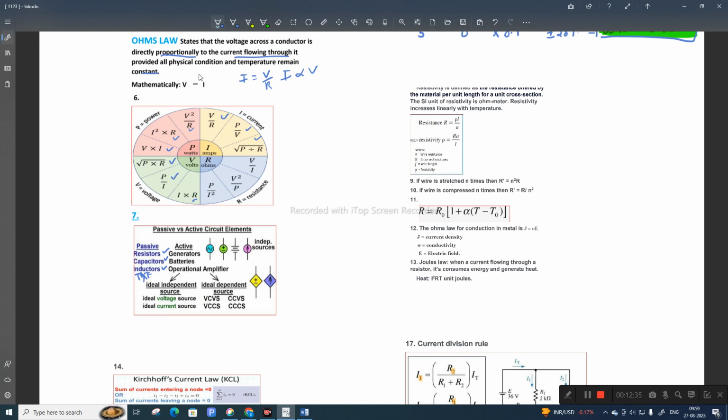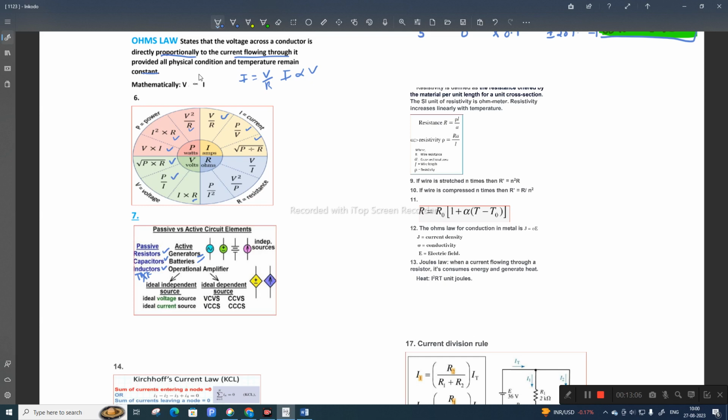Coming to active elements, where the energy can be stored and delivered to the circuit. Examples: generator, battery, operational amplifiers, like this. And this is the symbol of AC, DC and battery, independent source, and this is called a dependent source. Kindly go through this chart, so it will be helpful for your examination.